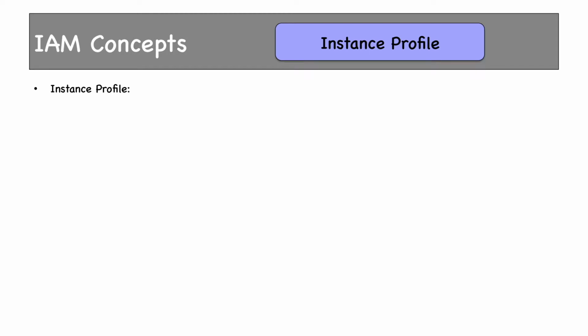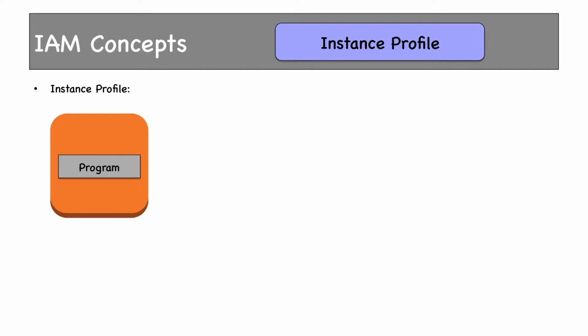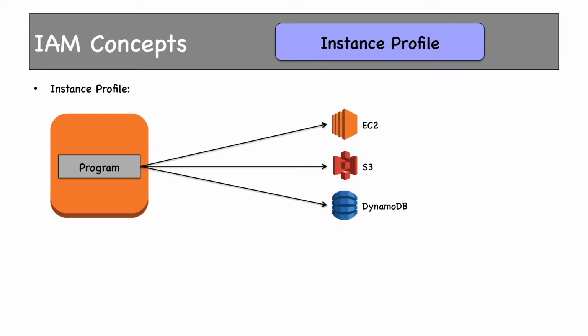Using instance profile, IAM roles can be attached to an EC2 instance while launching or running it. There's an EC2 instance which has a program running in it. These are the AWS services running in the same AWS account where this EC2 instance is running. This program needs access to perform some operations on the AWS resources.